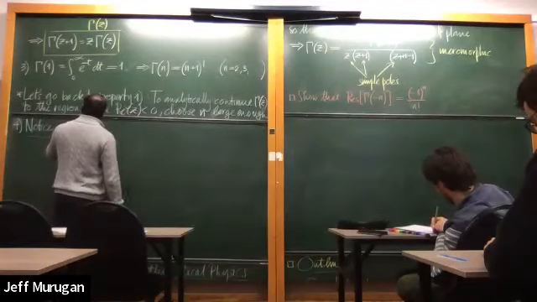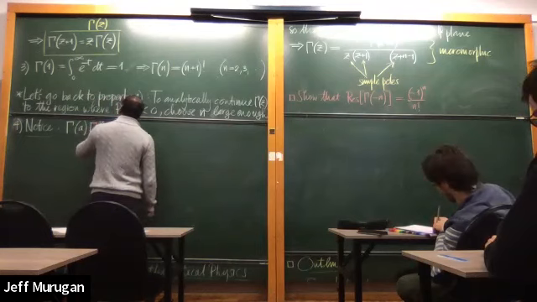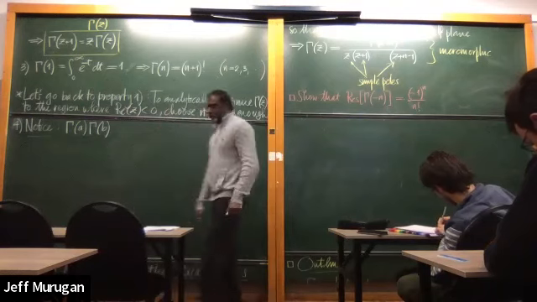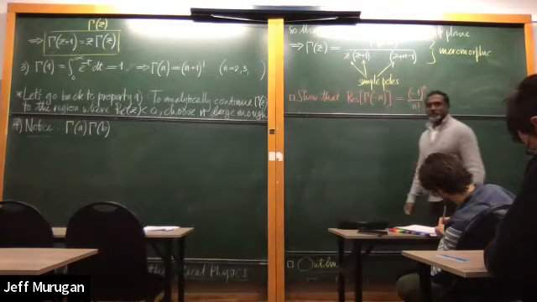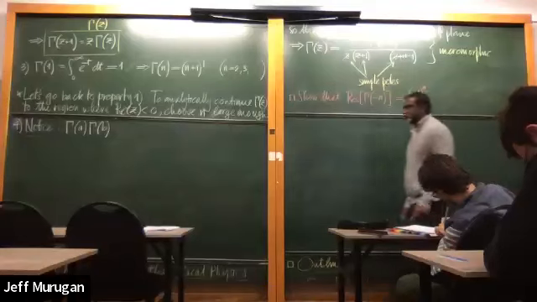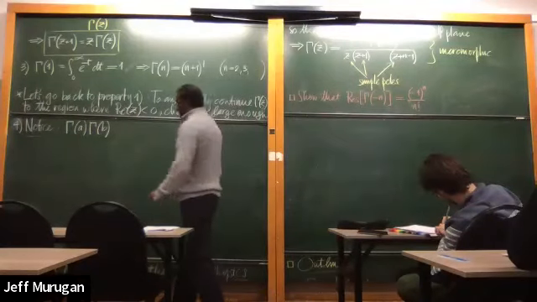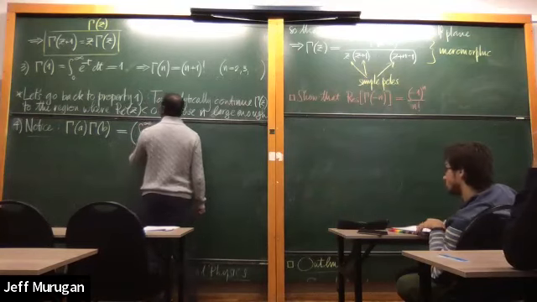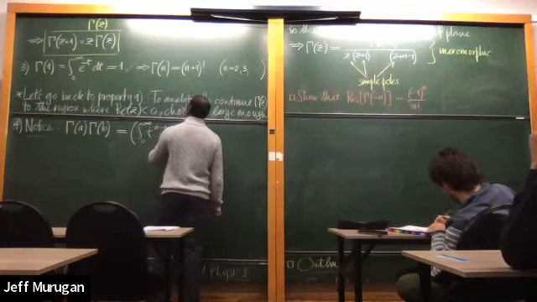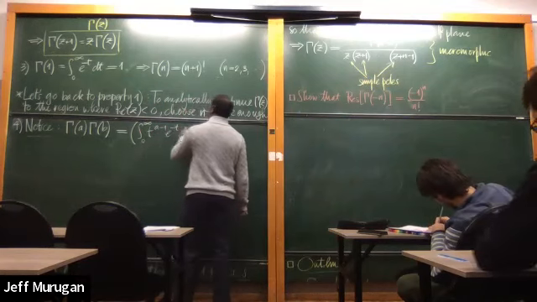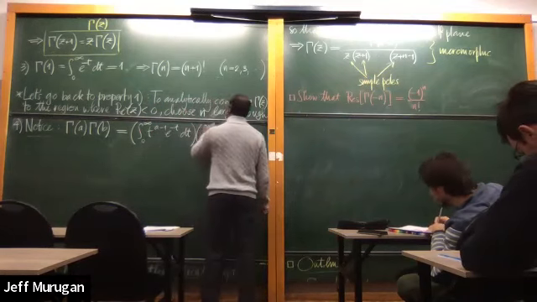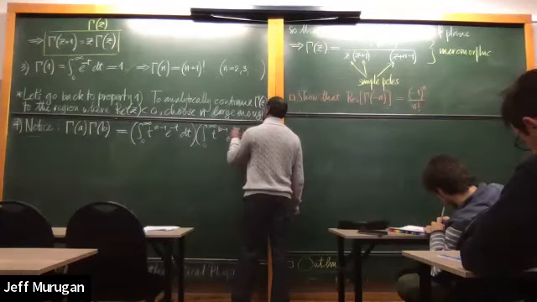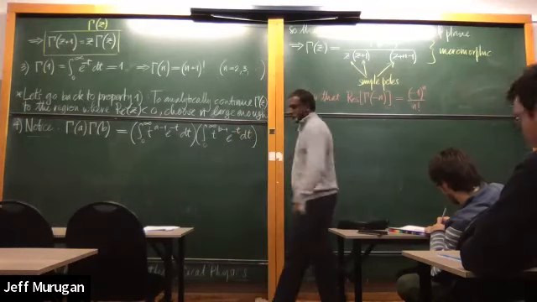If I take gamma of A and multiply it by gamma of B, where A and B are some generally complex numbers that satisfy the properties that we need for the gamma function to be defined by its integral representation, then the following is true. And all I'm doing is writing down the integral representation: integral from 0 to infinity, t to the A minus 1, e to the minus t, dt, and integral from 0 to infinity, t to the B minus 1, e to the minus t, dt.